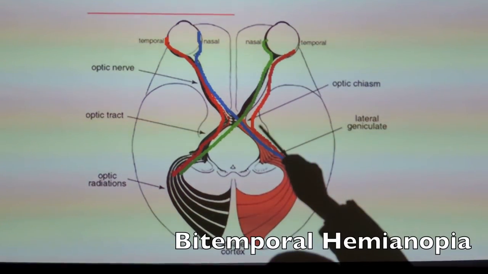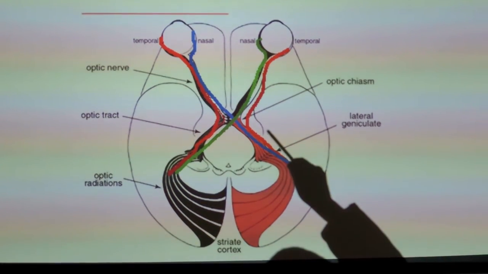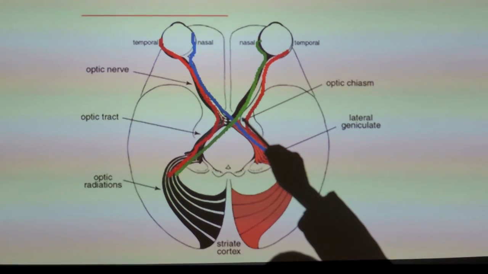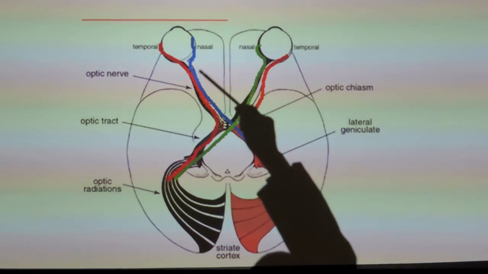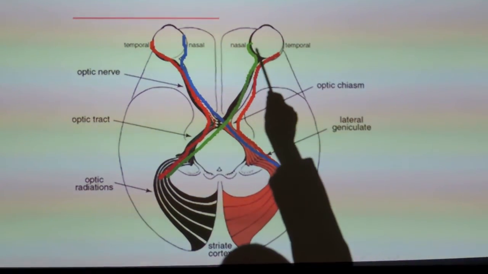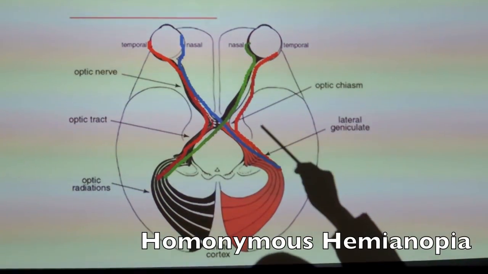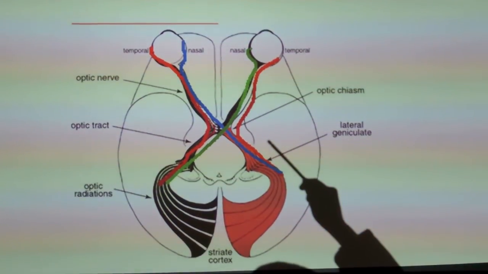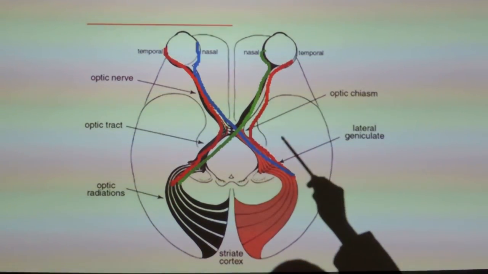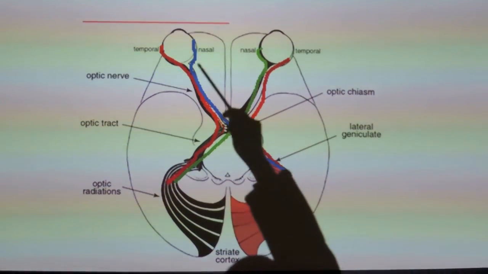Bitemporal hemianopia is when the optic chiasm is cut. So if the blue and the green were cut right here, that would cause blindness in this side of the eye and this side of the eye. And homonymous hemianopia is when the optic tract is cut. So an example of this would be when the red and the blue are cut right here, which would cause blindness in the right side of the eye and the right side of the eye.